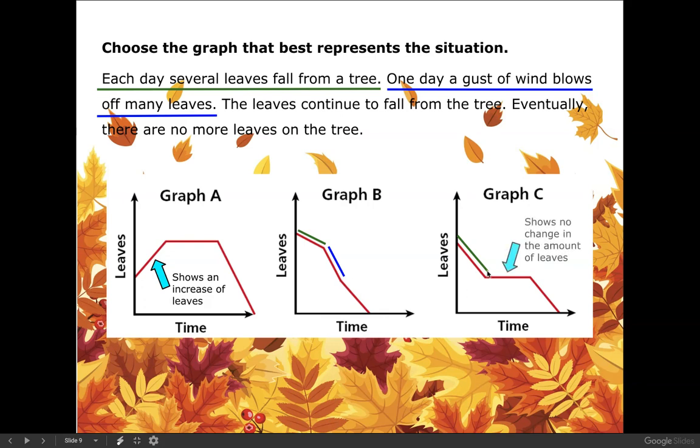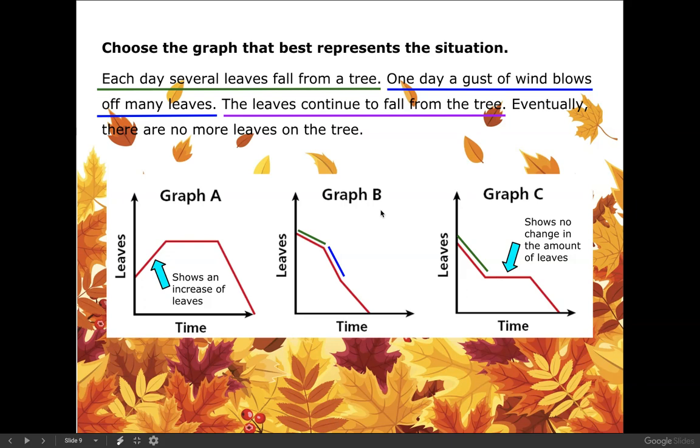This graph, graph C, shows no changes in the amount of leaves. So yes, they fell off to begin with, but then there was a period of time where the leaves stayed the same number on the tree. So really at this point, we could pick graph B, but let's finish off the rest of the story.